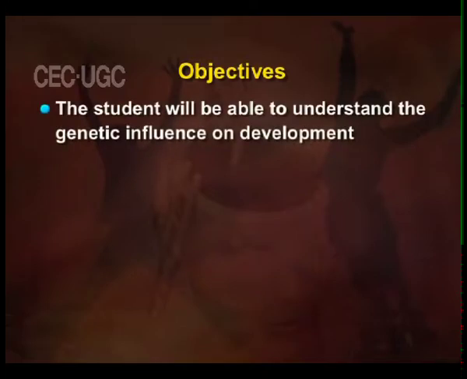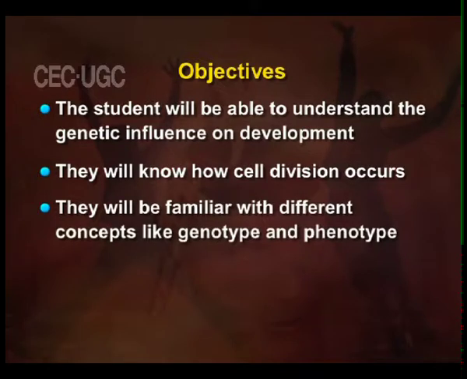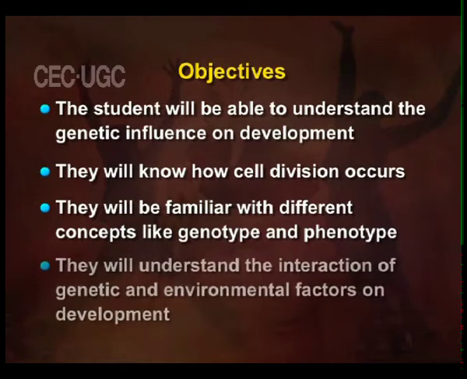Hello, the topic we are discussing today is genetic and environmental influences on prenatal development. The objectives of this module are: at the end of this chapter, the student will be able to understand the genetic influence on development. They will know how cell division occurs, and they will be familiar with different concepts like genotype and phenotype. They will understand the interaction of genetic and environmental factors on development.